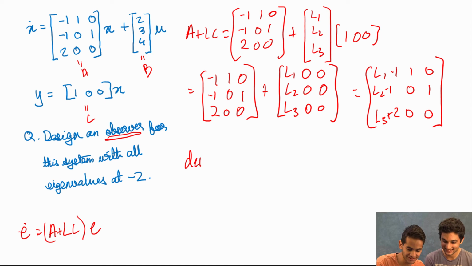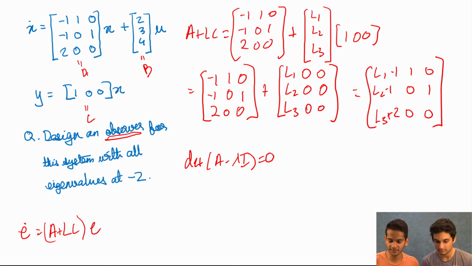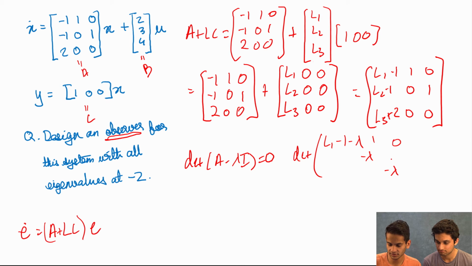Okay, so the determinant of A minus lambda I should be 0 to find the eigenvalues. So A minus lambda I, the determinant of L1 minus 1 minus lambda, 1, 0, 1. Sid, I think you were wrong. What? The determinant of this is going to be a pain. We'll see. Equals 0.